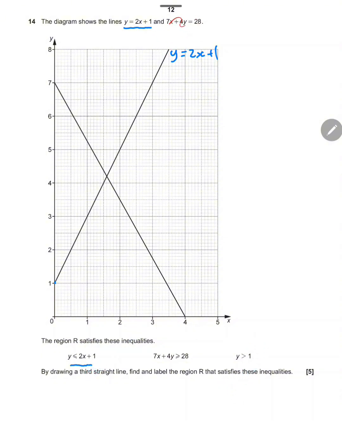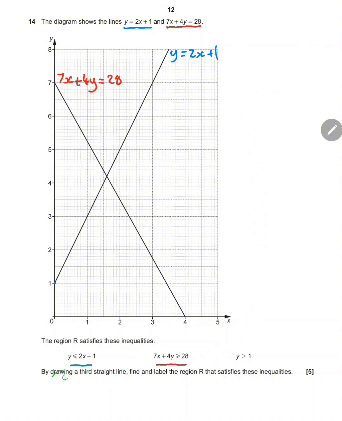We've got a second straight line, 7x plus 4y equals 28. Well, that must be the other one. So let's just jot that on there. 7x plus 4y equals 28. And again, if I come down to the inequalities, 7x plus 4y is greater than or equal to 28. So I've got an inequality that matches the graphs I've got.